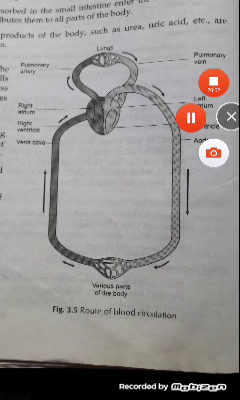Next day, we will discuss the cardiac cycle and something about blood pressure, and lastly we will go into the lymphatic system also. So till then, goodbye.